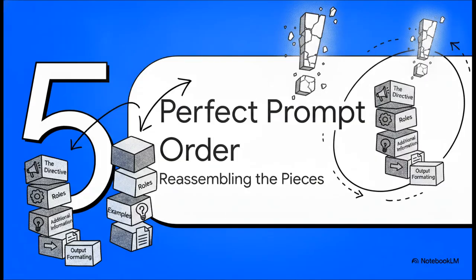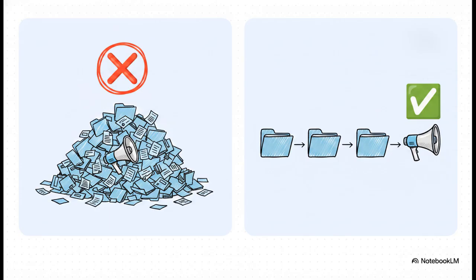Section 5. The perfect prompt order. Reassembling the pieces. This brings us to the plot twist. Simply having all 5 components isn't enough, because the order matters immensely. Now, what's really interesting about this slide is understanding how large language models actually process text. They predict the next token. Essentially, they're super sophisticated autocompletes.